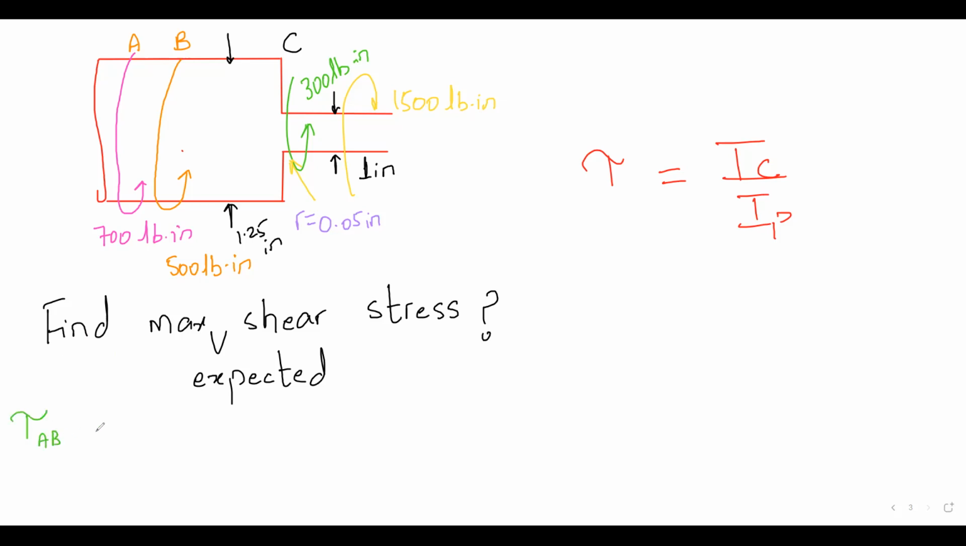Shear stress AB is equal to TR over IP. Oh, sorry, I apologize. IP or J if you want to use. Whatever. As long as you know that this is the polar moment of inertia, I am happy. Oh, and then when you make a nice and beautiful cut, you will have TAB plus 700 pound inches. Now I'm answering your question.